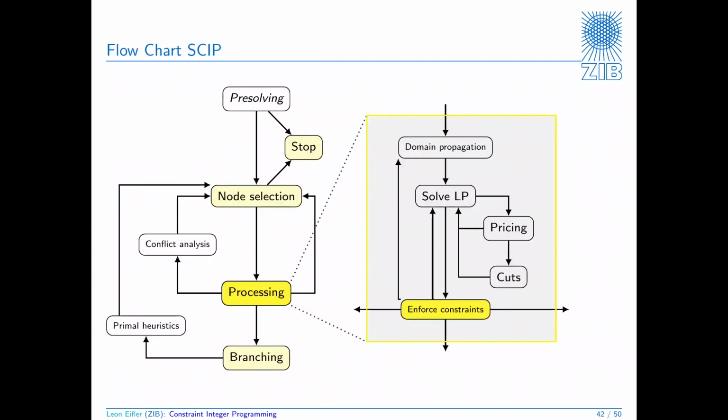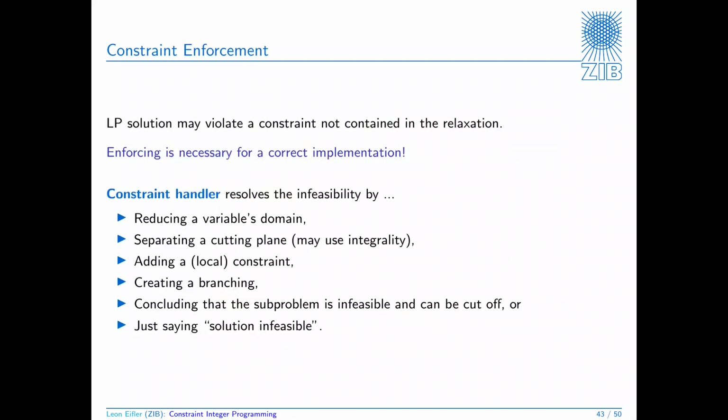The next step on our journey through the solving loop is the constraint enforcement. And this might be new to you, and I'll go into a bit more detail because it is important. So constraint enforcement basically means that the LP solution may violate a constraint not contained in the relaxation, and therefore enforcing is necessary for a correct implementation.